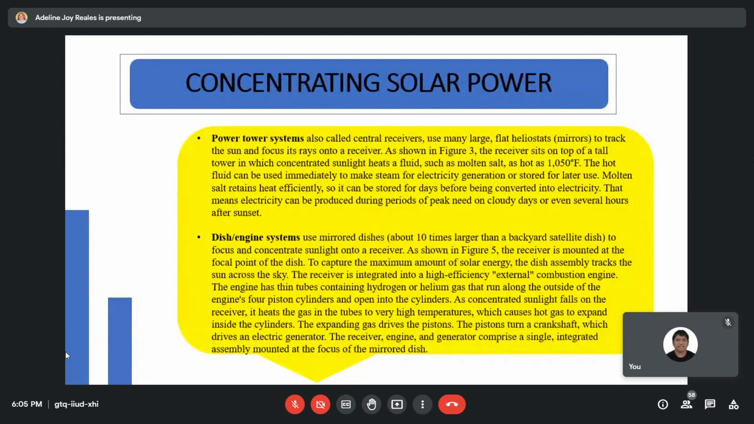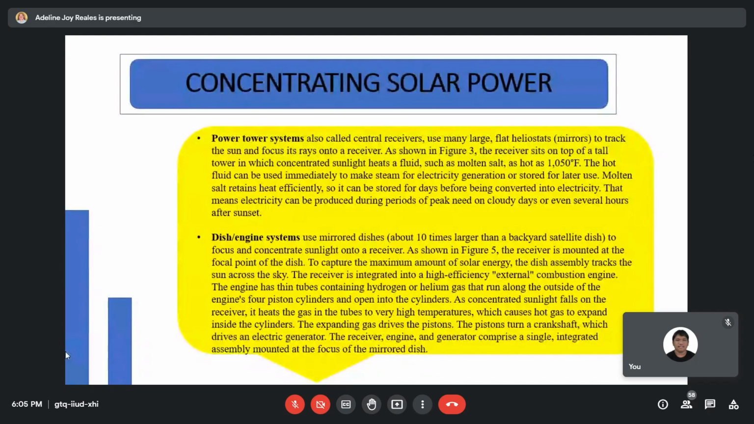As shown in figure 5, the receiver is mounted at the focal point of the dish. To capture the maximum amount of solar energy, the dish assembly tracks the sun across the sky. The receiver is integrated into a high-efficiency external combustion engine. The engine has thin tubes containing hydrogen or helium gas that run along the outside of the engine's four piston cylinders and open into the cylinders.